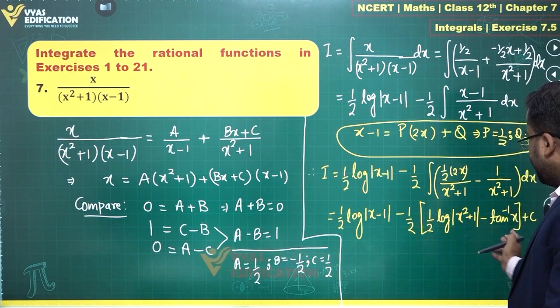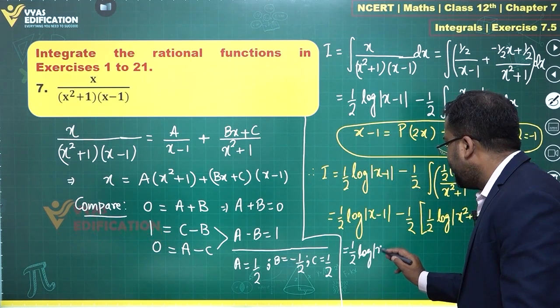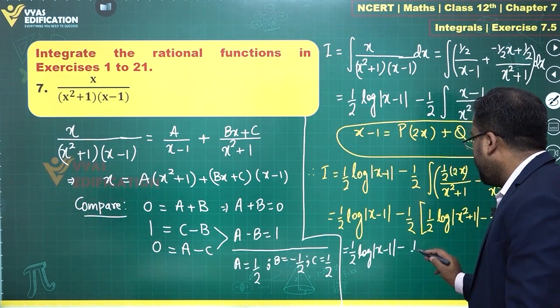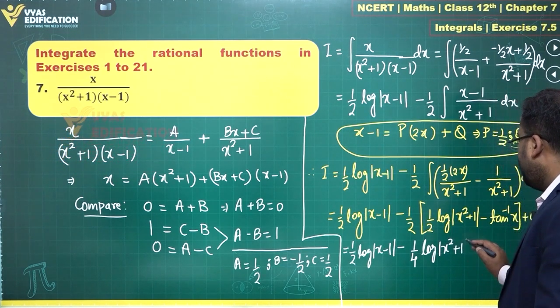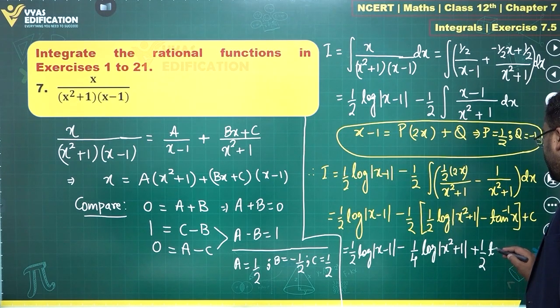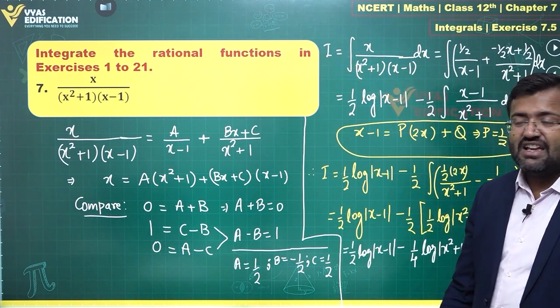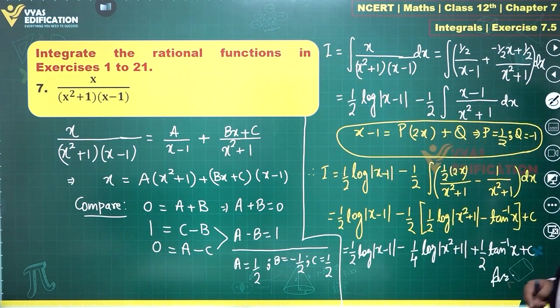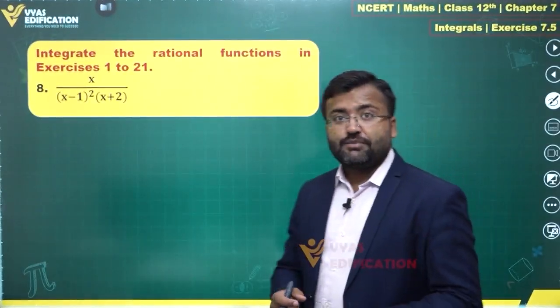Or you can just multiply this half inside and see, this is half log of modulus x minus 1 minus 1 by 4 log modulus x square plus 1 minus of half into minus 1 is plus 1 by 2 tan inverse x plus constant. That is my required answer for this particular question, 7th. As you can see, the complete solution over here. Question 8 says integrate x upon x minus 1 square.